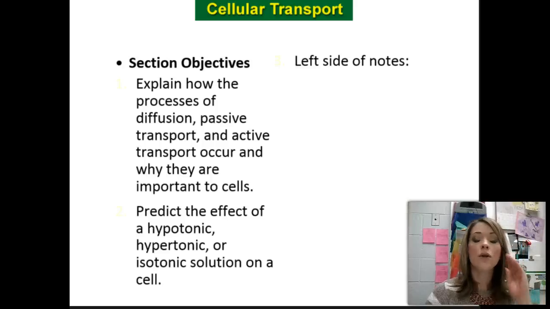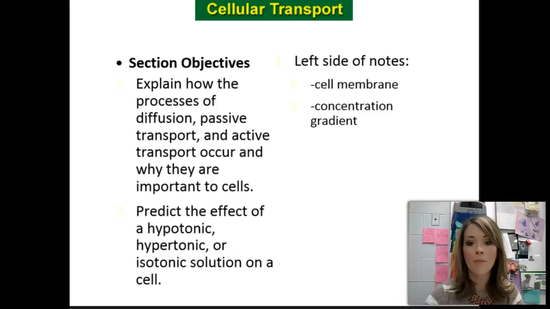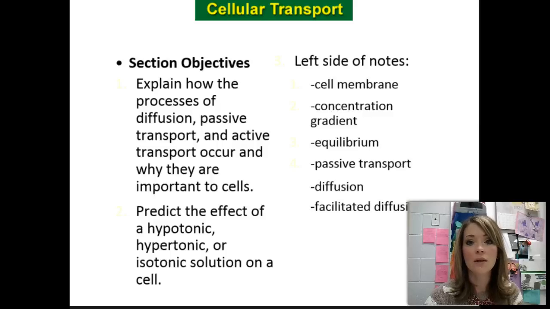The terms that you need to put on the left-hand side of your notes are going to be cell membrane, concentration gradient, equilibrium, passive transport, diffusion, facilitated diffusion, osmosis, isotonic, hypotonic, and hypertonic.